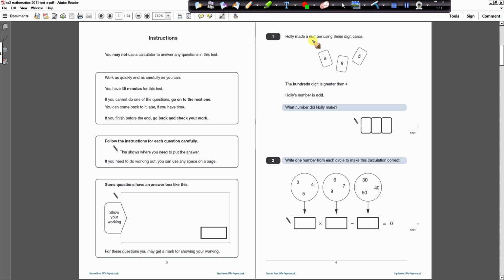Okay, Holly made a number using these digit cards. The 100th digit is greater than 4. Can we be quiet, please? Holly's number is odd. If the 100th digit is greater than 4, so we have our units, we have our tens. Something has gone slow here. Hang on, I think I know what's happening.